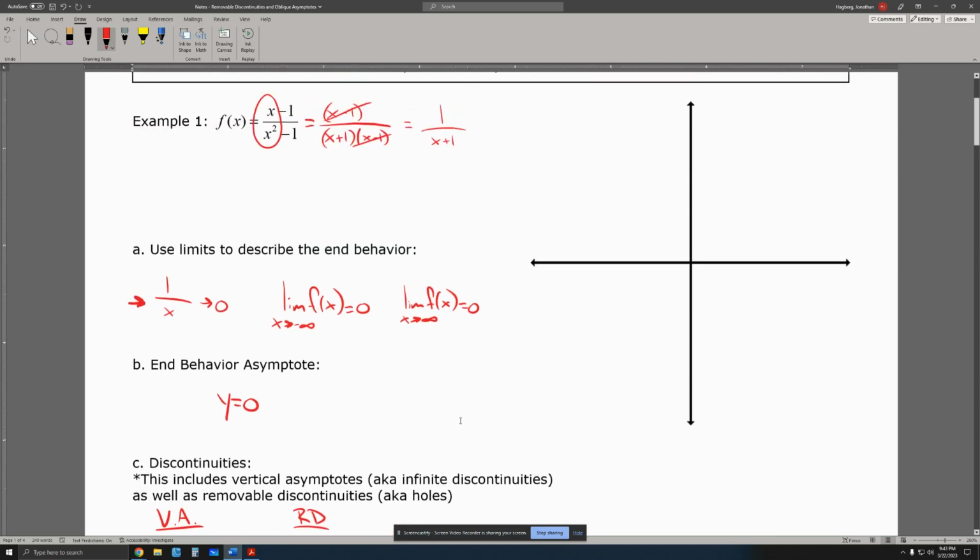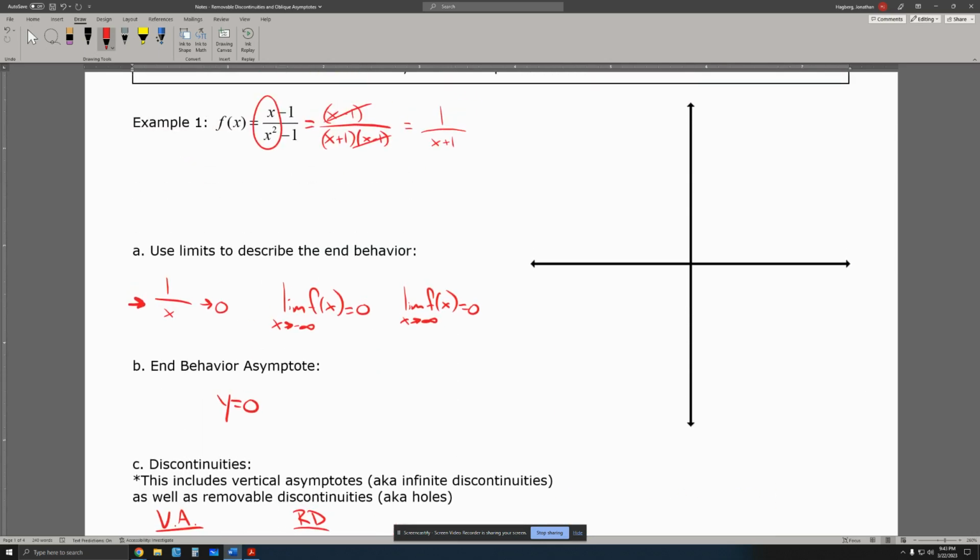Okay, so when we graph this, we know that we have a vertical asymptote at x equals negative 1. So let's go ahead and plot that first. We also have an end behavior asymptote, y equals 0, the x-axis.